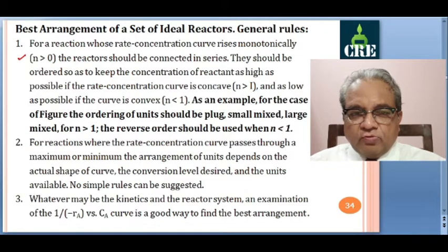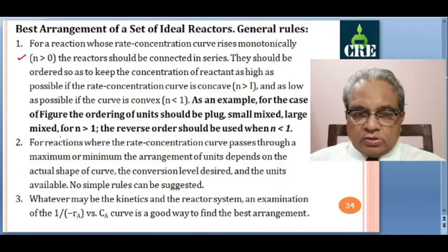For an example, for the case of the figure, we'll see this. The ordering of units should be plug flow, then small mixed flow, and then large mixed flow for n greater than 1, concave curve, and the order will be reversed for n less than 1. That means we'll place large mixed flow first, then small mixed flow, and then plug flow. We'll see this in problem solving also.